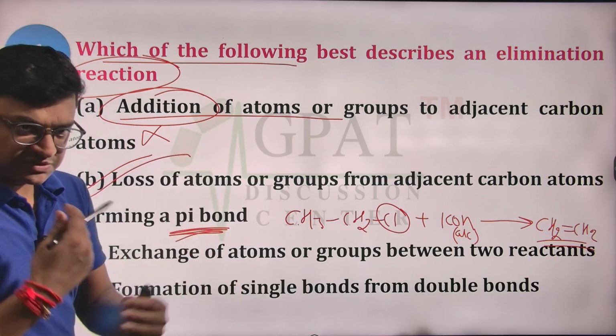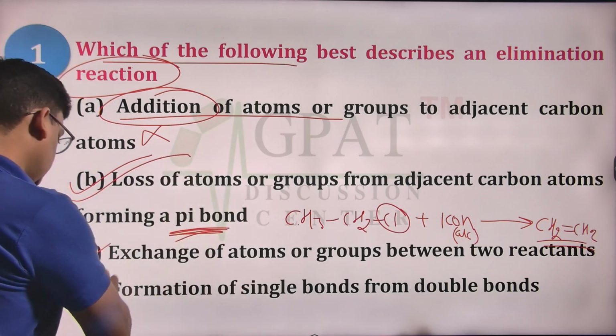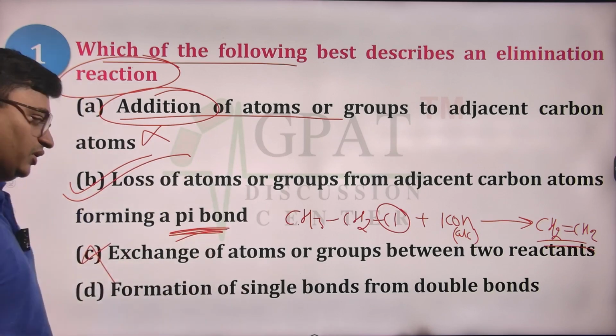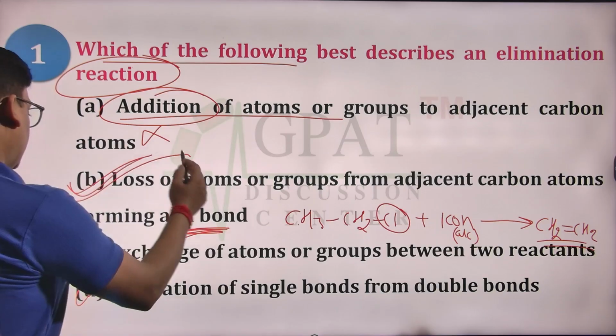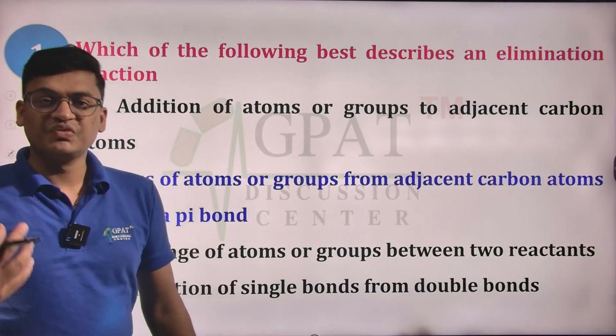Exchange means it must be substitution, so not at all, this is not possible. Formation of a single bond from a double bond, no, this is also an addition kind of reaction, so this is not the correct way. So the right answer will be B. Yes, B is the right answer.